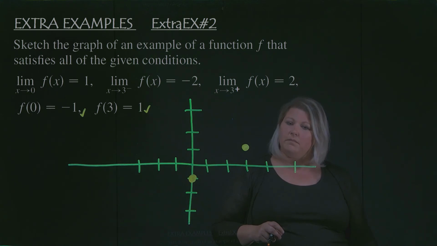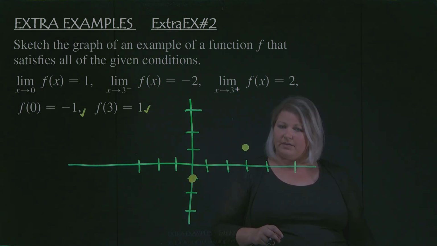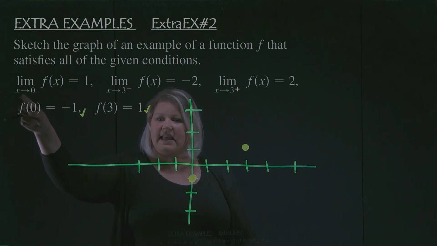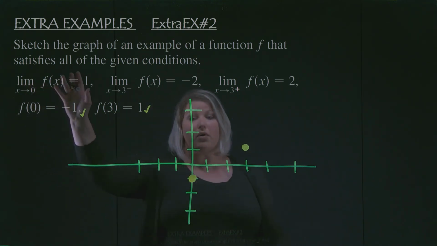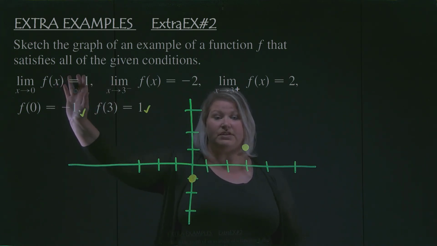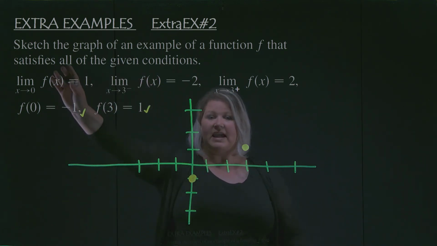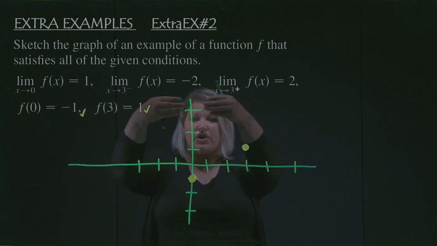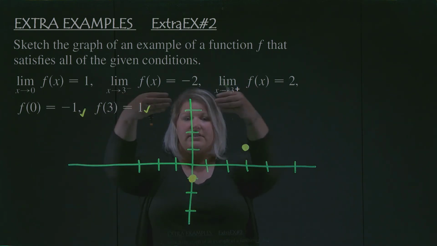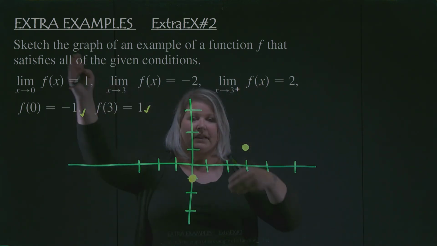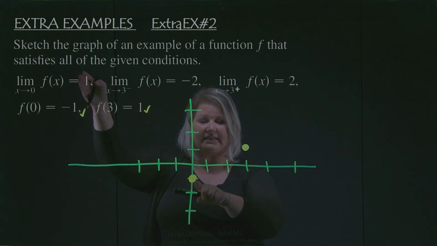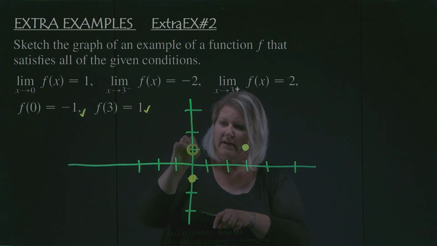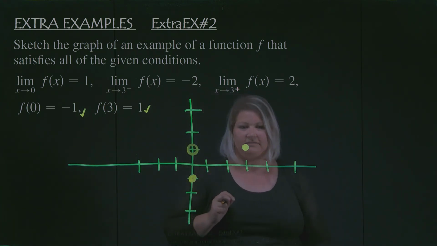Next, let's go with this first limit right here. Now this limit is as x is approaching 0 from the left and from the right, and it's equal to +1. So as I'm approaching x equals 0 from the left and the right, the function is approaching positive 1. Not this negative 1 down here, but positive 1. So since I know it's not equal to f of 0, I'm going to put an open dot there.